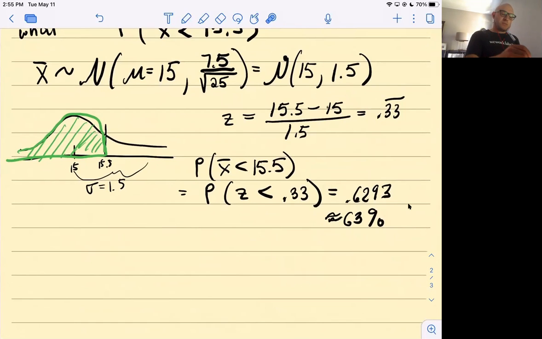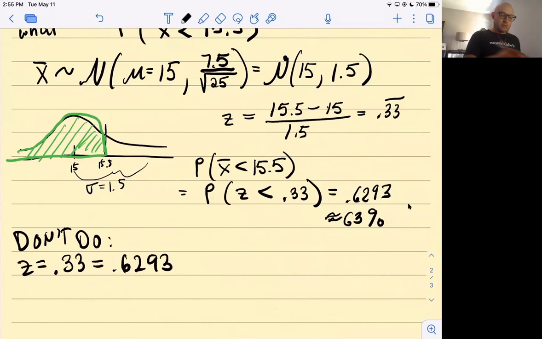So I see sometimes people write this. Do not do this. Don't do things like this. If you're rushing and being sloppy, I've seen a lot of students who do this: Z equals 0.33, which equals 0.6293. Do you guys see why I don't like that? You did all the right steps and you kind of know what to do, but do you agree that that looks really bad? It just doesn't mean anything, right? 0.33 does not equal 0.6293 as a probability.